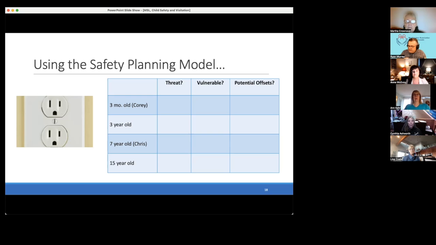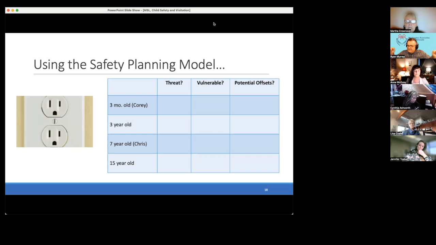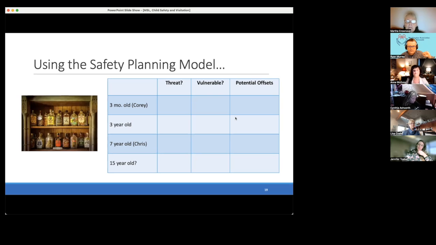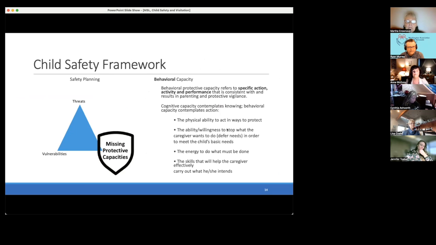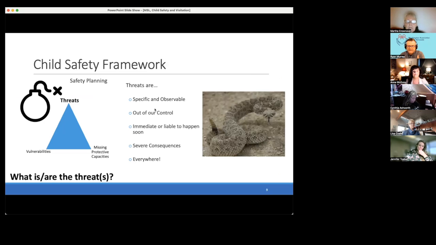This model does. So the first thing you ask is: is this a threat? Does it meet the criteria? Specific and observable. Yes, that is a very specific and observable electrical outlet. Is it out of our control? We do not control electricity? Yes. Is it immediate or liable to happen soon? If it's live, yes. Are there severe consequences? Yes. So that's that analysis. Is this a threat? Yes.